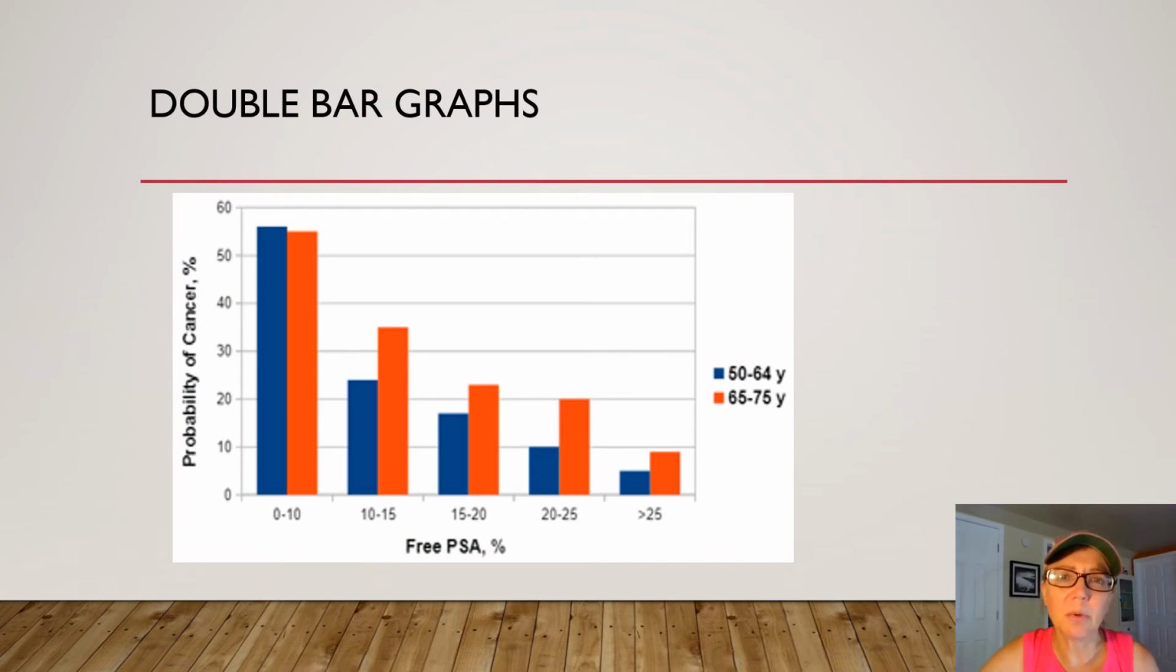We can use a double bar graph when we have categorical data, but we also have 2 subgroups that we're looking at. The free PSA is some sort of blood test. It's something that shows up in your blood, I believe, when you have cancer. Now, they are examining 2 different age groups, blue for the younger and red for the older. Notice again that there are spaces between the sets of bars.